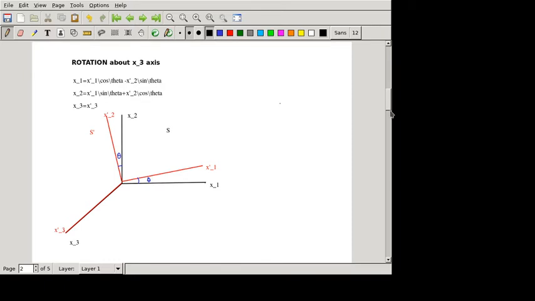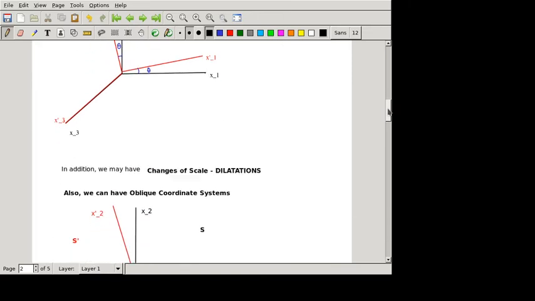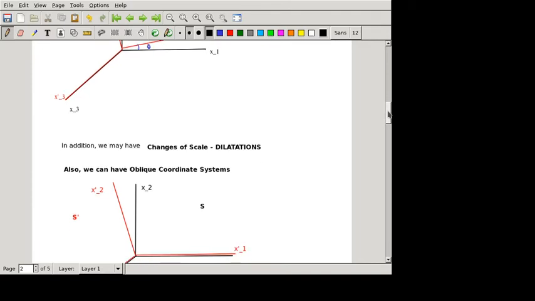Our third example consists of rotations about the x3 axis, which is the same as x prime 3. Here we have written the transformations of the x1 and the x2 coordinates related to the x prime 1 and the x prime 2 coordinates. And this is how the coordinates look like. In addition, we may have changes of scale or dilatations.